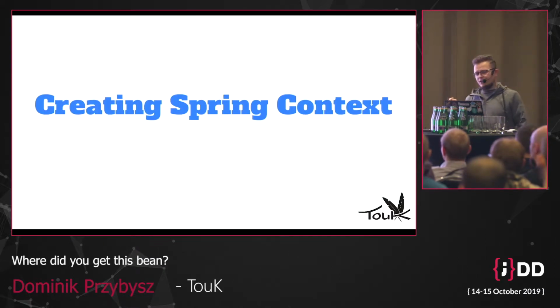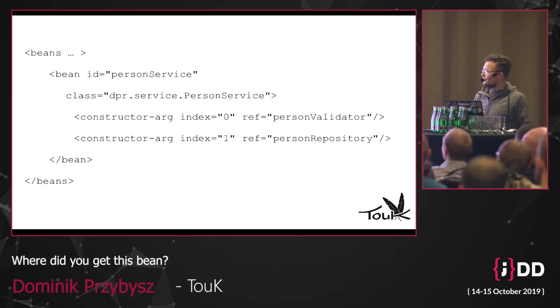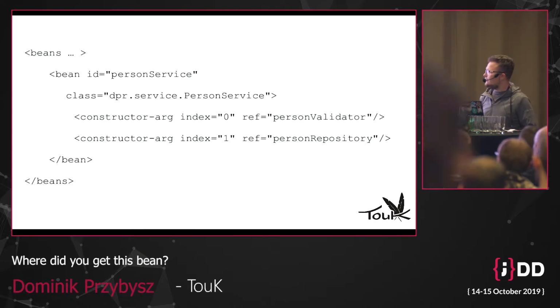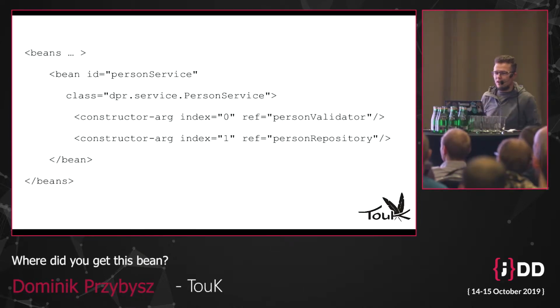Okay, let's come back to creating the Spring context. I remember, for example, Spring 2.5. It was one of the last Spring versions in which we created the beans using beans XML by default. In newer versions, you are using a better, more explicit way to create beans. But of course, we still could define beans in an XML file.